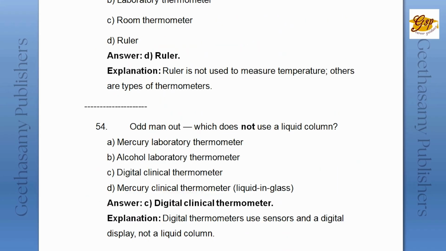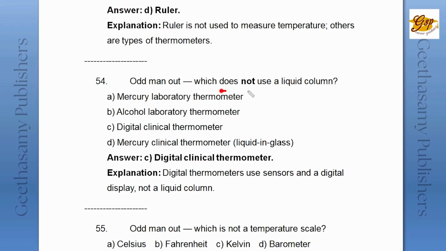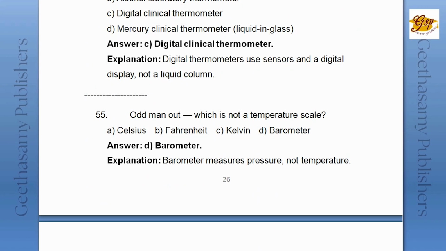Again, odd man out, which does not use a liquid column. Mercury laboratory, alcohol, digital, and mercury clinical thermometers. The correct answer is the digital clinical thermometer, because it does not use liquid. Right? A digital thermometer uses sensors and a digital display, not a liquid column. And 55th question, again odd man out, which is not a temperature scale. Celsius, Fahrenheit, Kelvin, barometer. Barometer measures pressure, not temperature.